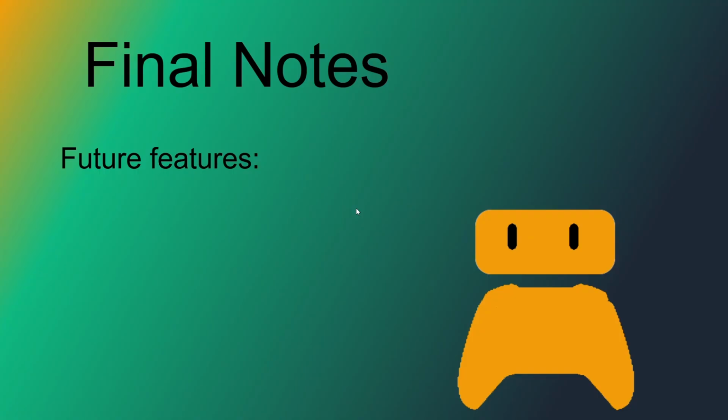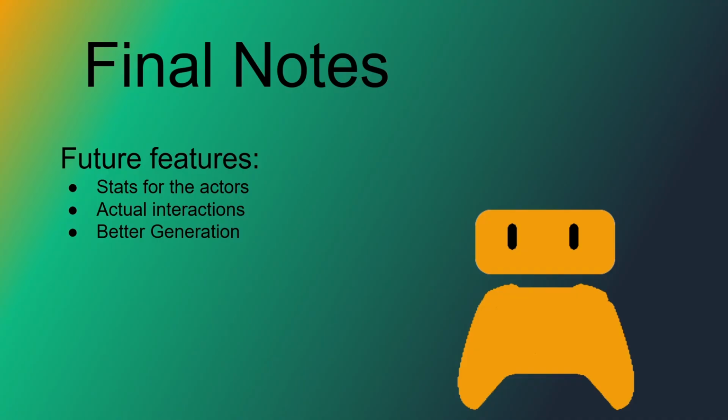Anyways, features that I do want to include later on are stats for the actors, you know? Essentially, like having health, strength, stamina for every single one of them. That's just an example. So just have a bunch of these for each of the actors, like an easy interface. And actual interactions, because so far we've just got the NPCs walking up to the objects, and the player doesn't really do anything.